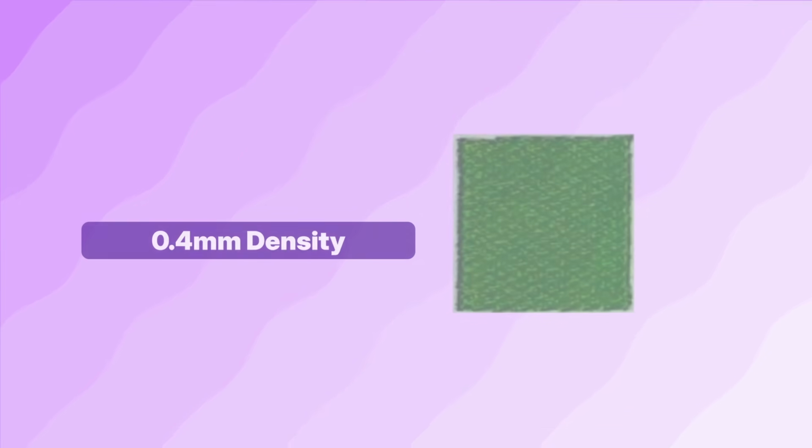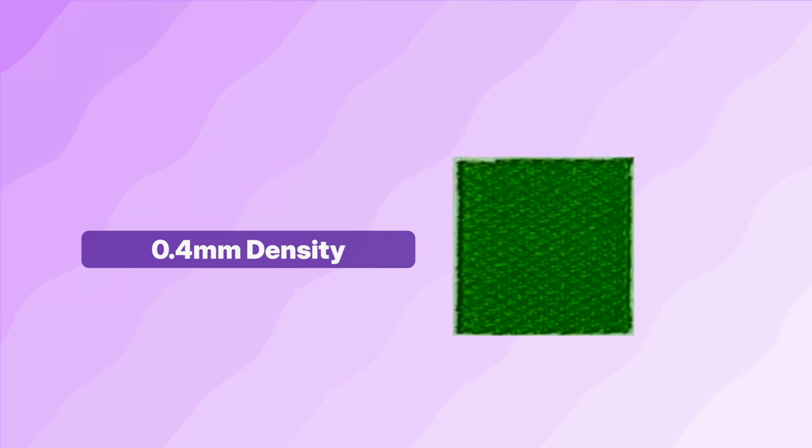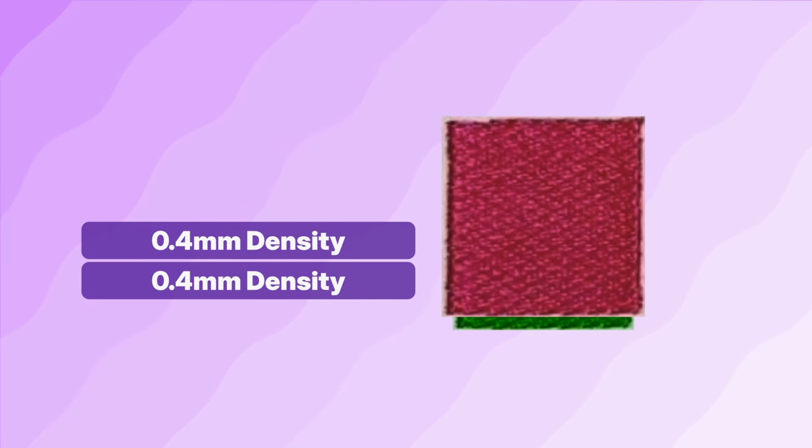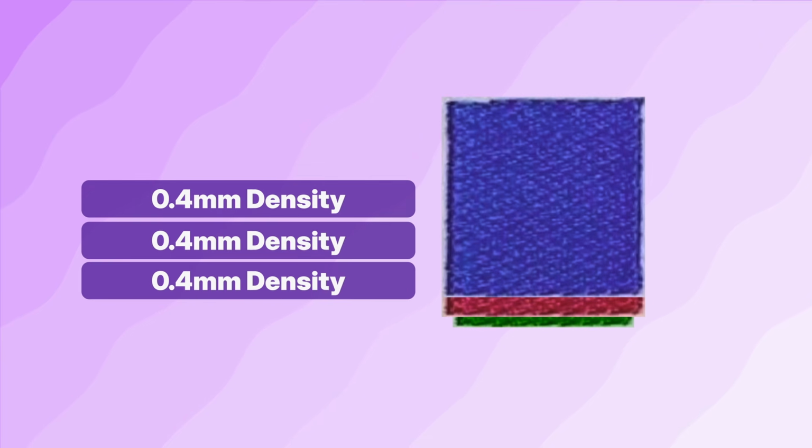I've seen so many people when they're learning how to digitize just go with the 0.4 default density and they never change it. They start digitizing layer upon layer on top of each other with the same density, and you're putting full coverage on full coverage. All it's going to do is create a bulletproof design.